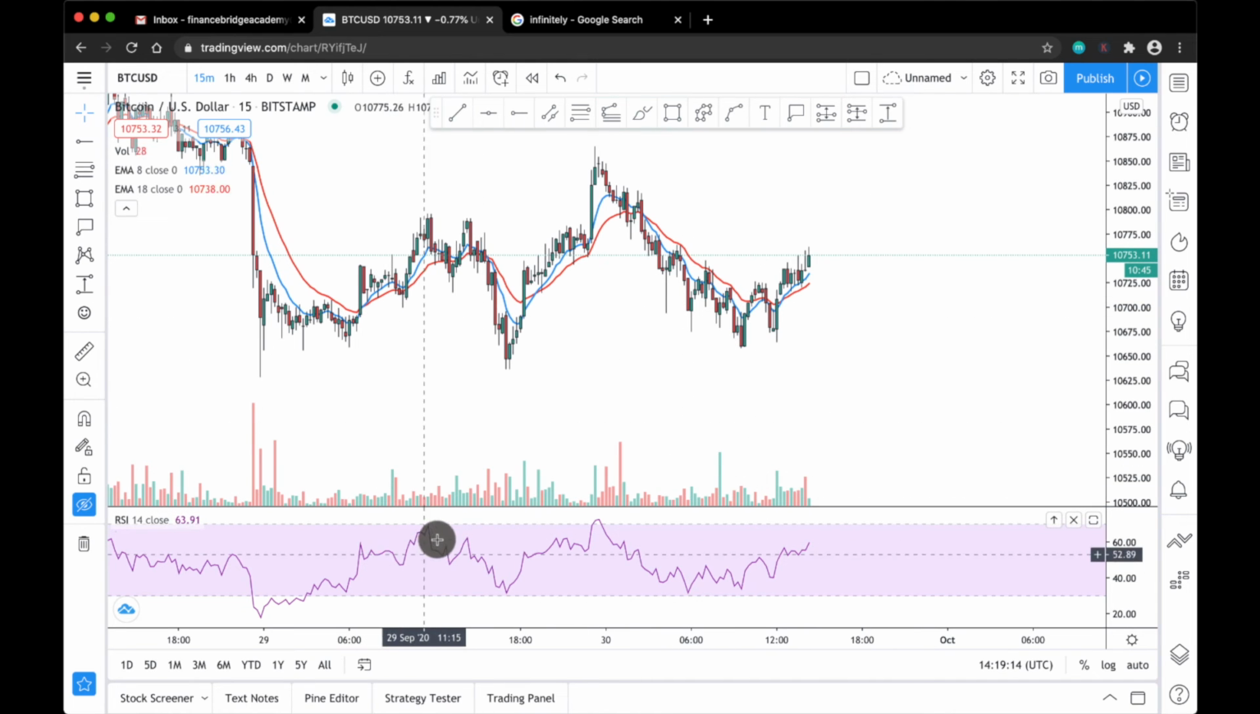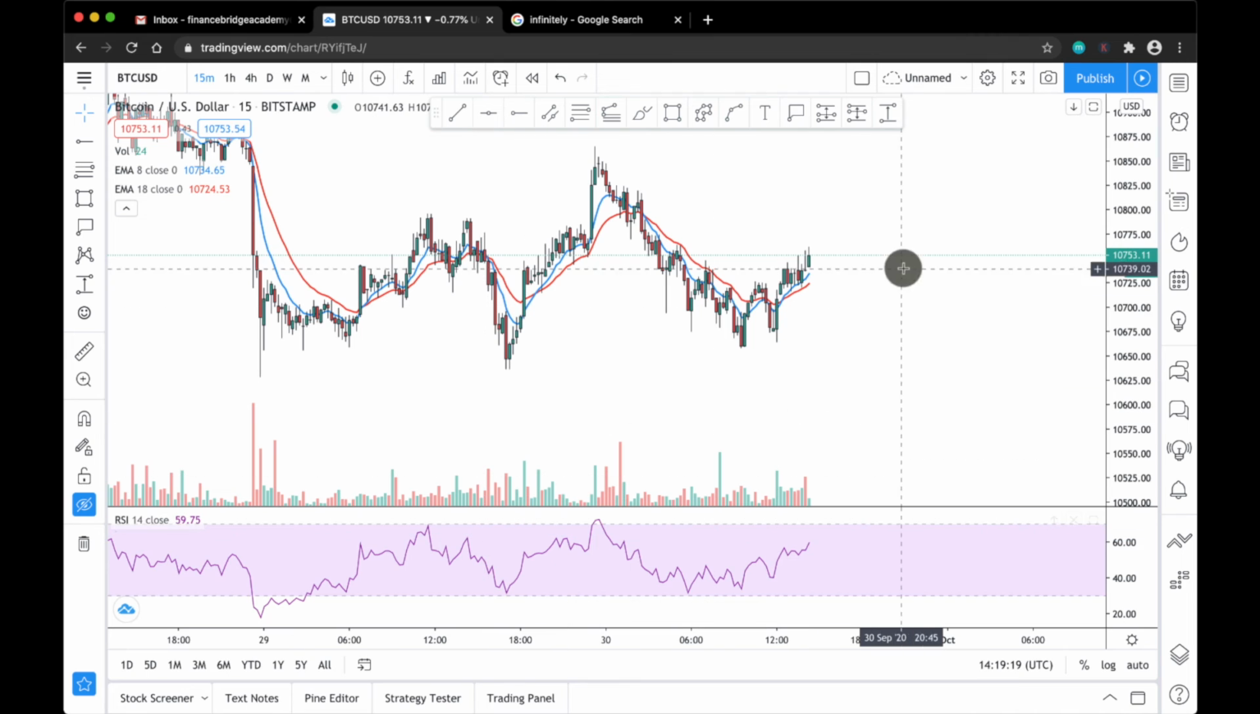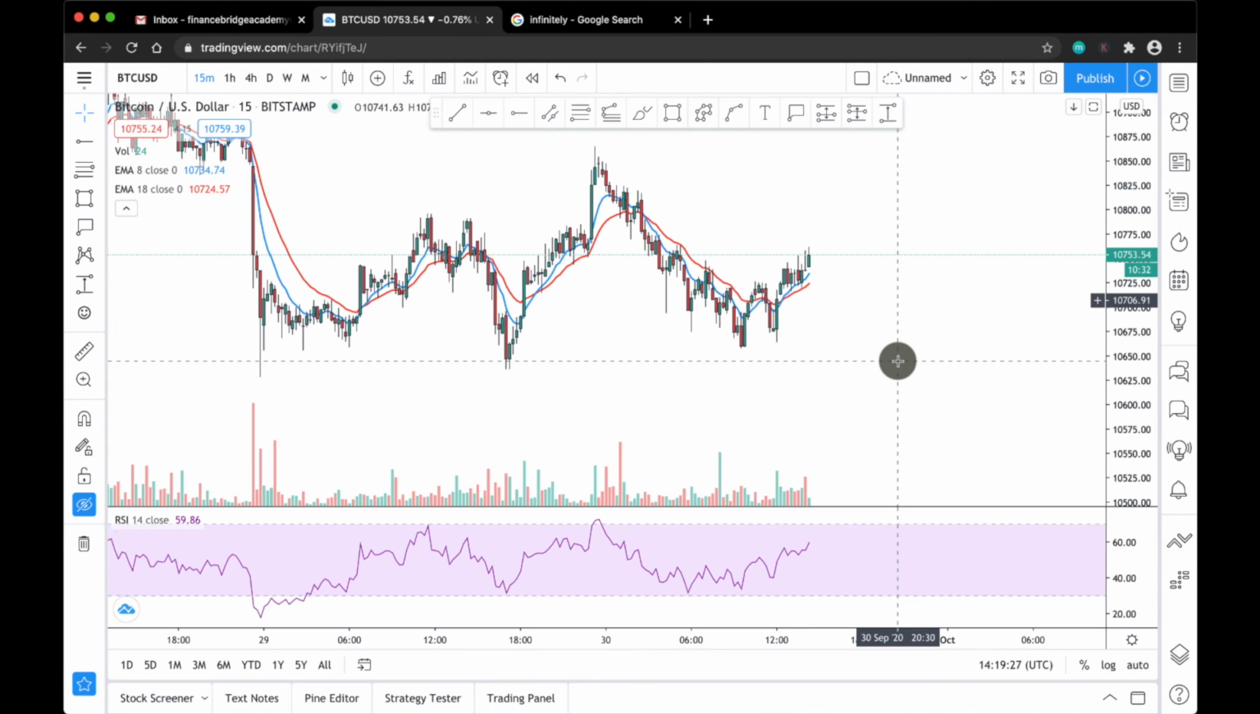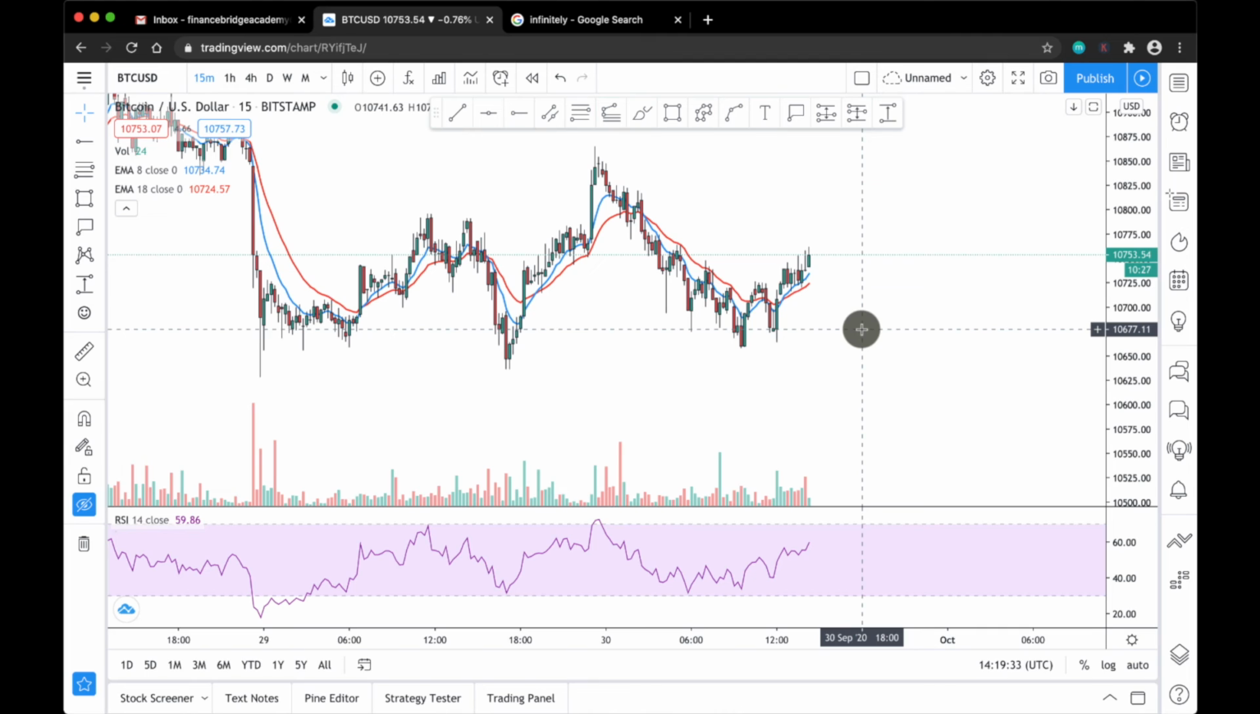If you want this RSI to disappear and reappear, you only need to click on this chart twice. So just click on it twice, it will disappear. Click on it again, it will reappear. Do you understand? So that's all for this lesson.